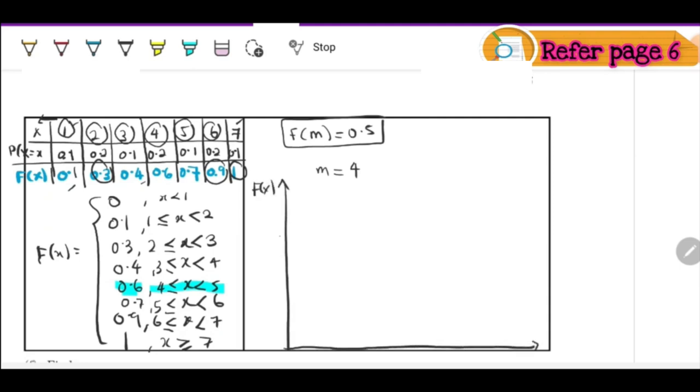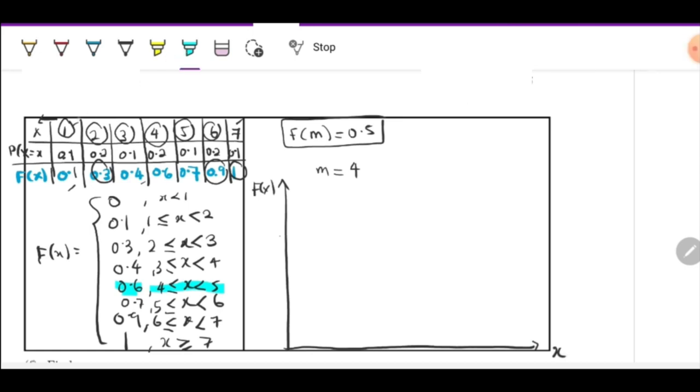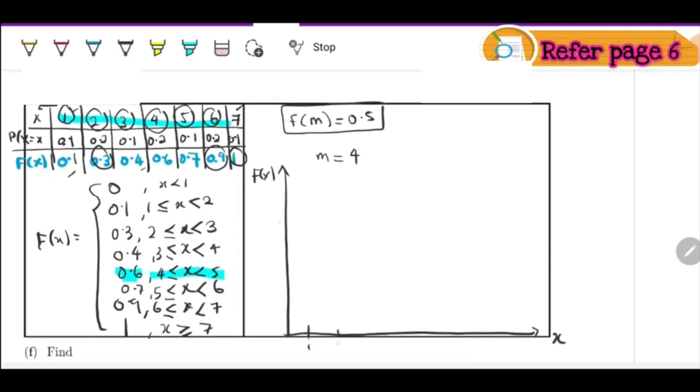F(x) versus x. So x starts from 1 until 7: 1, 2, 3, 4, 5, 6, and 7. And the CDF is 0.1 until 1.